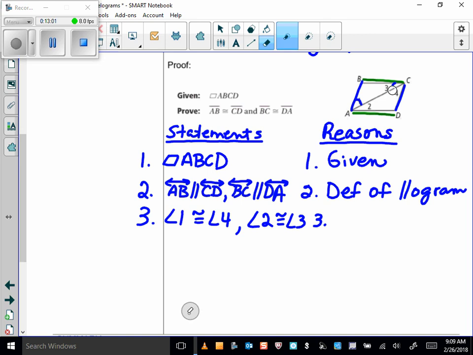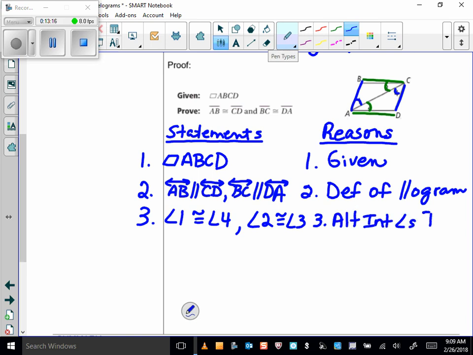Of course, that one's in the wrong place. That one's congruent to that one. 2 is congruent to 3 because they're alternate interior angles. So alternate interior angles theorem. Okay, so how does that help us now?